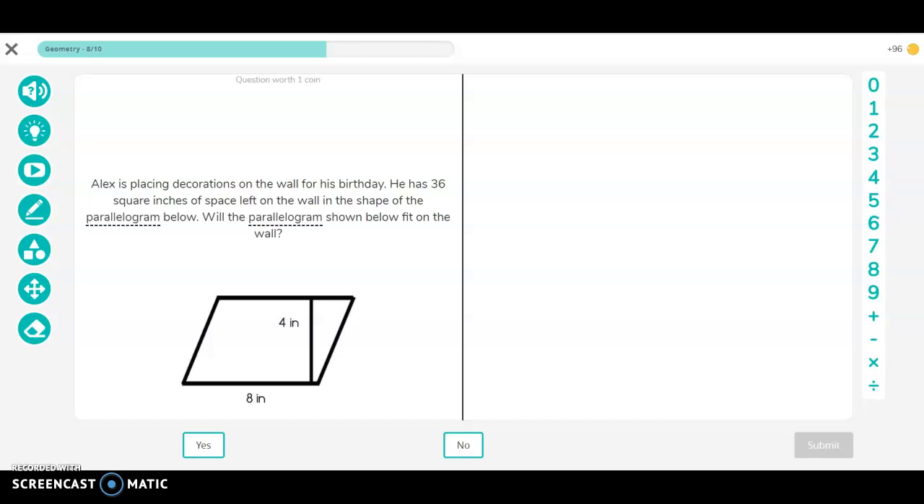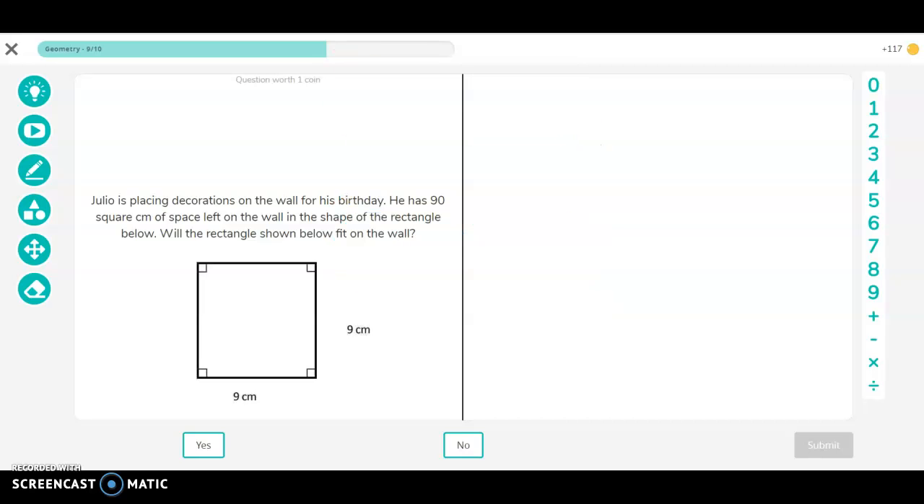This one is similar to the trapezoid problem, so he has 36 inches left, and we need to figure out if this parallelogram is going to fit. Well, this is going to be base times height. I'm not going to go any farther from there because I think you should see it right off the bat that 8 times 4 is going to be less than 36.